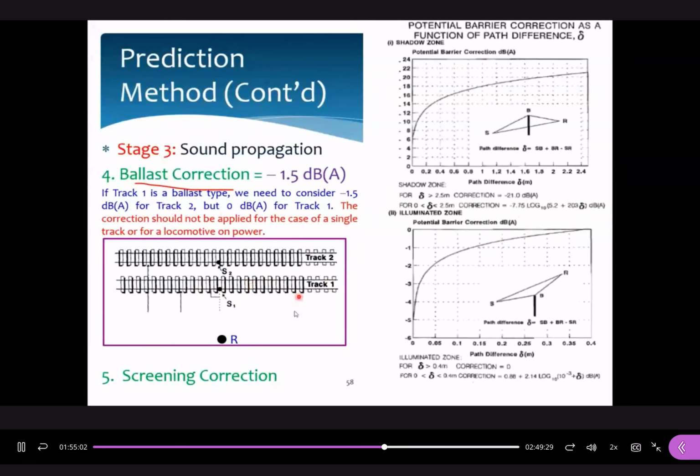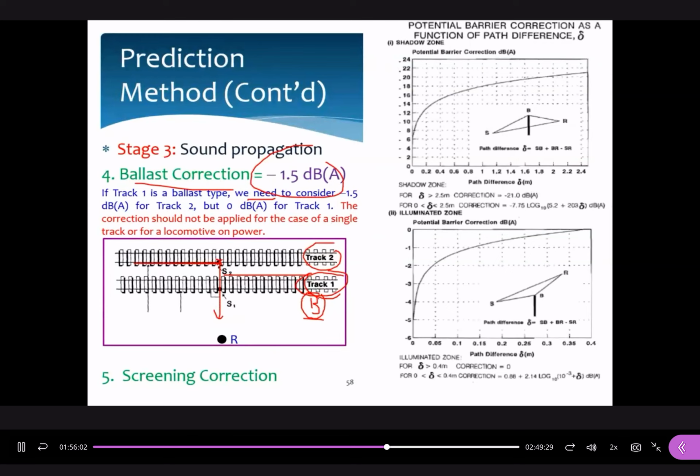If track number 1 is a barrier type, we need to consider minus 1.5 dBA for track number 2. Why? Because when the noise travels from the source to the receiver, it passes through track number 1. If track number 1 is a barrier type, it can help to absorb some portion of the noise. We don't know the exact value, we just apply 1.5 dBA to this one. But for track number 1, we do not need to apply this, because the direct field is from S1 to R. In between track number 1 and R, there are no barrier effects.